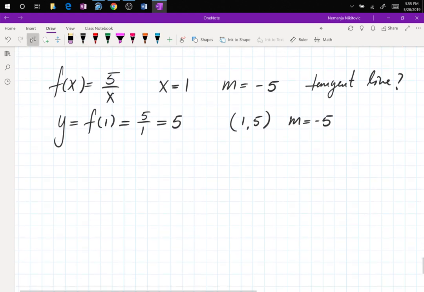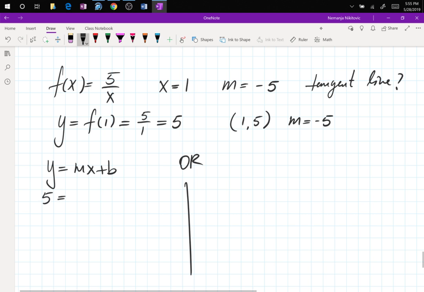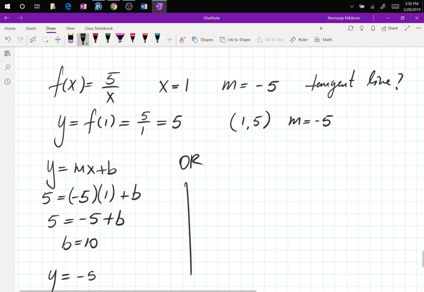I'll do the problem both ways. So we can use y equals mx plus b. Y is 5. Slope m is negative 5. X is 1. Plus b, no coughing. And then we have 5 equals negative 5 plus b. B equals 10. So y equals negative 5x plus 10.